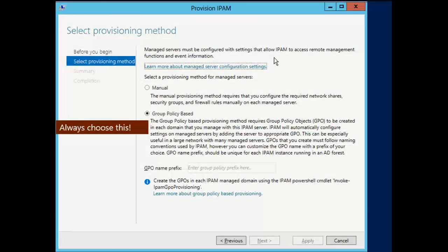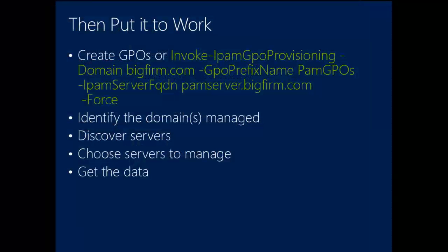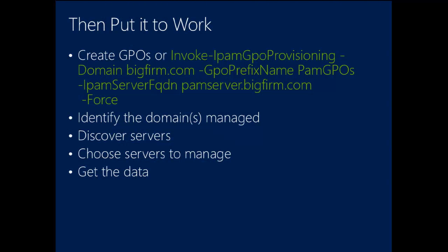The other one is group policy based. How do you create these group policy objects? You could create them by hand, but again, unless you're getting paid by the hour, I would recommend not doing it. Instead, you knew it would be the answer, a PowerShell command is here to save the day. It's in green there: Invoke-IpamGpoProvisioning, then -Domain bigfirm.com, -GpoPrefixName. That's that prefix I told you about, and it's going to create three group policy objects: IPAM_GPOs_DNS, IPAM_GPOs_DHCP, IPAM_GPOs_NPS_DC. So you'll get those three.